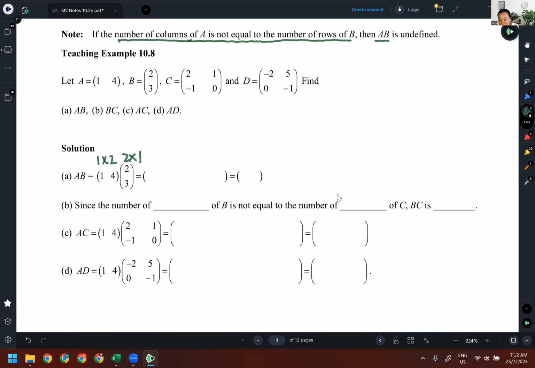Now, how to get the single element? Very easy. There is only one row and one column. So I use this row and use this column. And I do multiplication and addition. That is 1 times 2 plus 4 times 3.